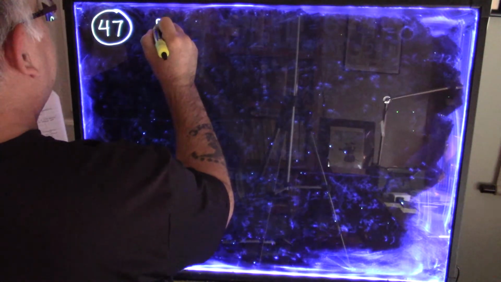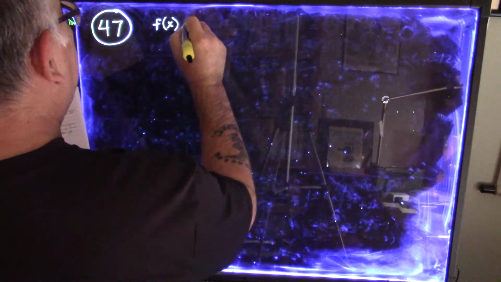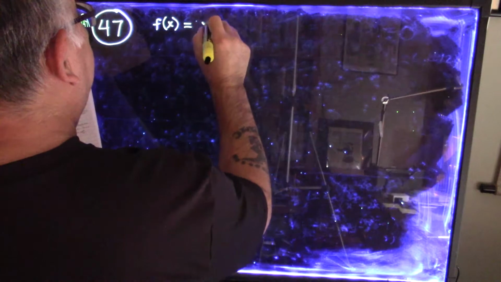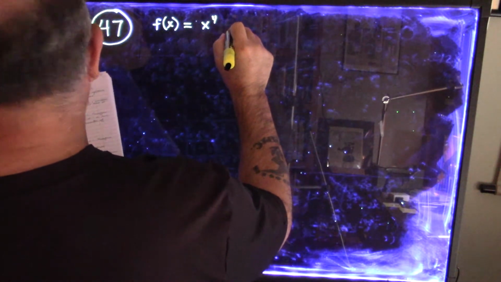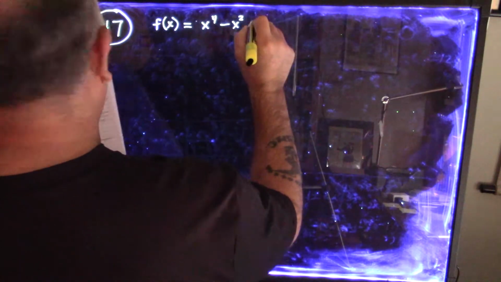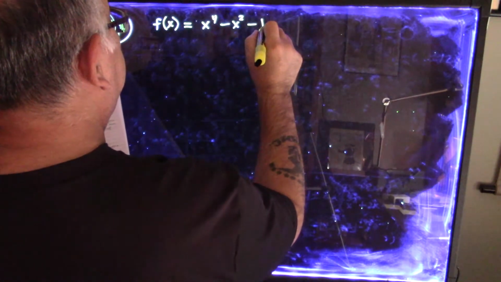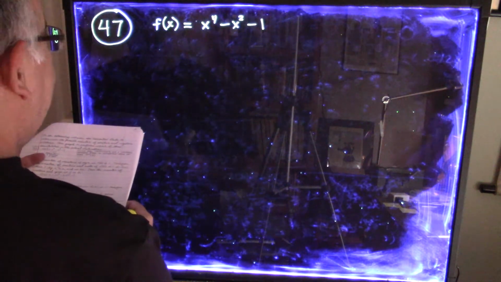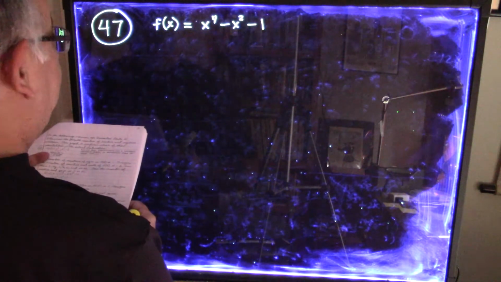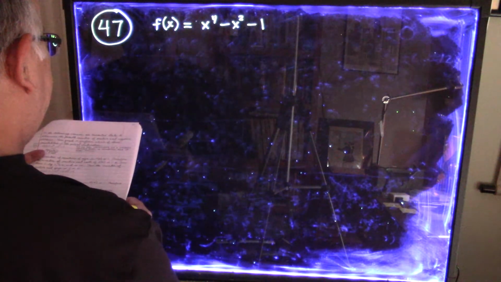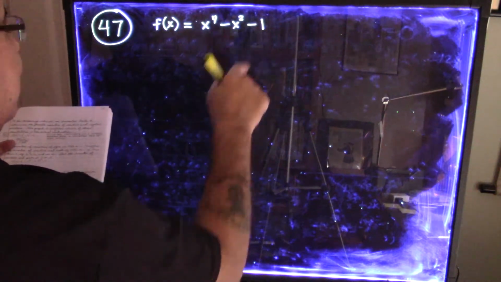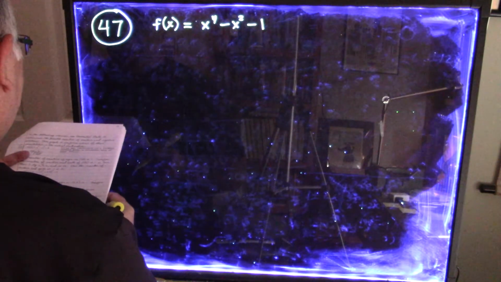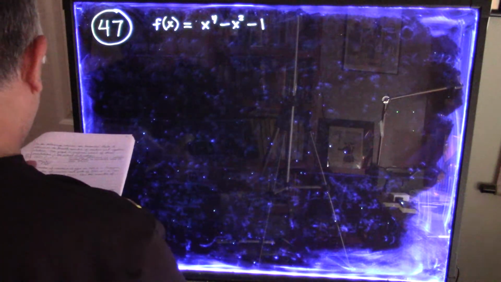All right. So we have f of x equals x to the 4th minus x squared minus 1. So, can we use Descartes' rule of signs? Well, the condition is f of x has to have real coefficients, which it does, and a non-zero constant term, which it does. So Descartes' rule of signs applies to this, all right?